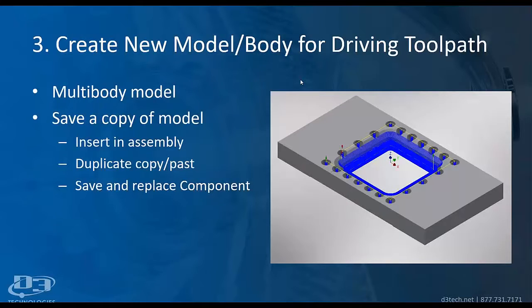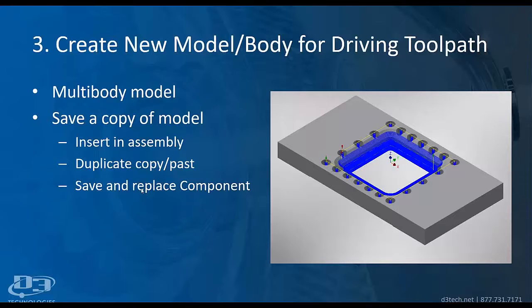So next, the third option here, which is what Al was just referencing, is creating a new model or body for driving that toolpath. In this case, we have a chamfered edge that has some holes that also intersect it. So what I'm going to do is save a copy of the model, insert that into an assembly, and then we're going to basically have a model that has the holes and a model without the holes. You can also do this as a multi-body model.